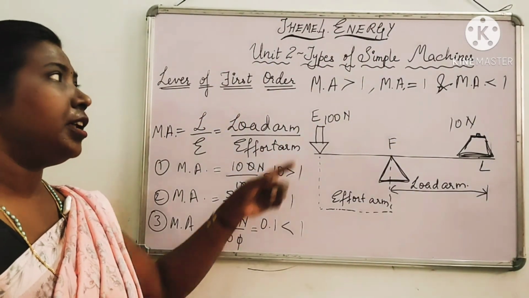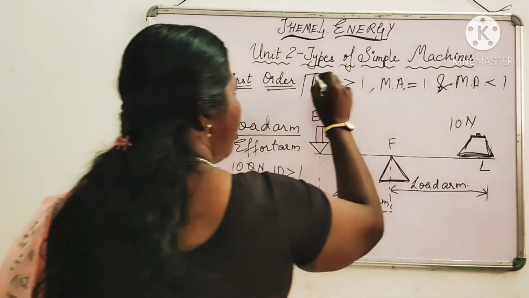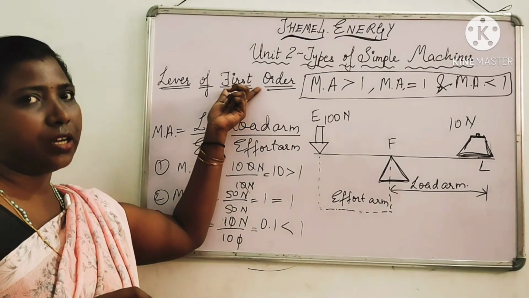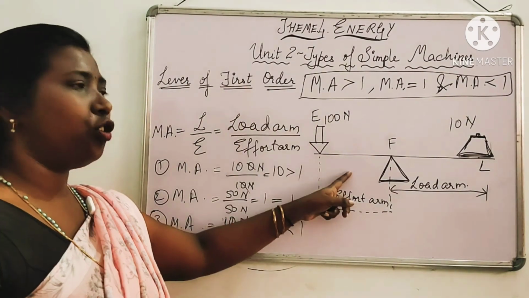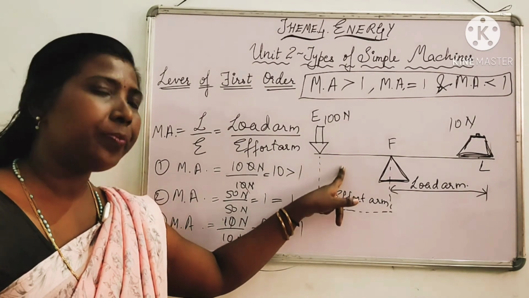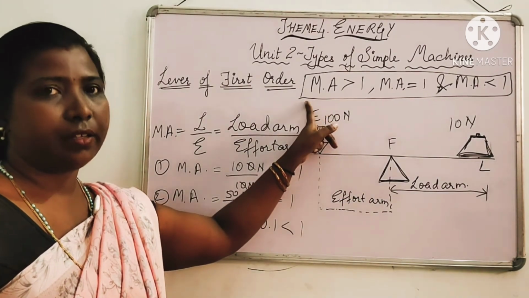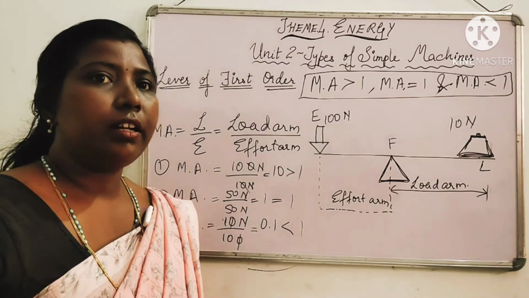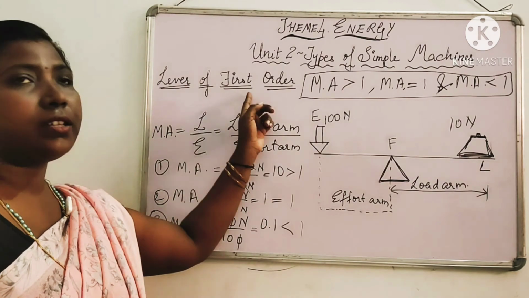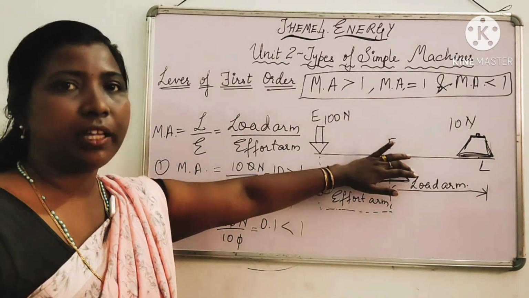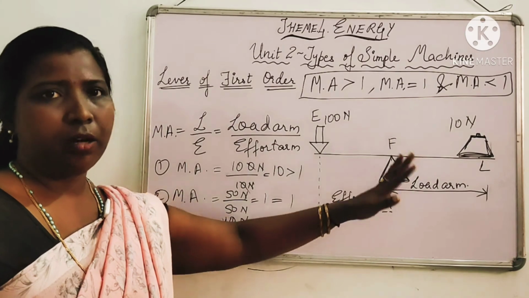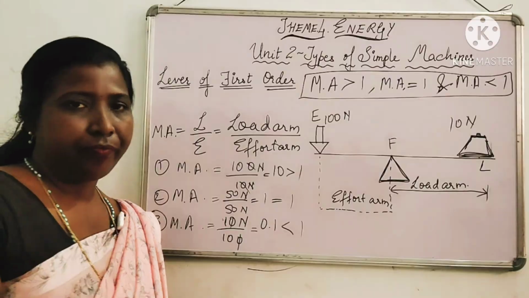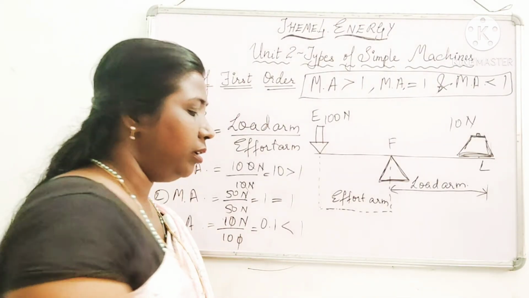Is that clear students? Now this satisfies for the lever of first class order. Okay, is that clear students? I hope you understood the figure, diagram and the classification. In the first class order lever, the fulcrum will be in the middle, in the middle of the effort and the load. Is that clear students?